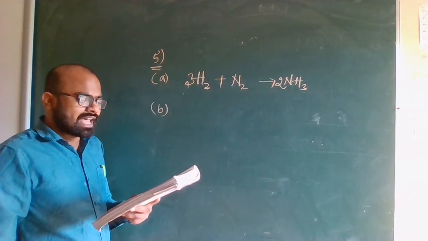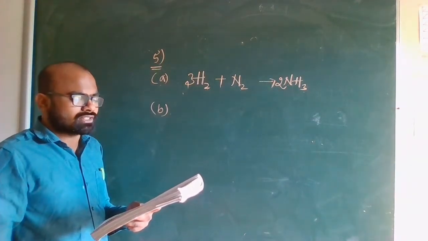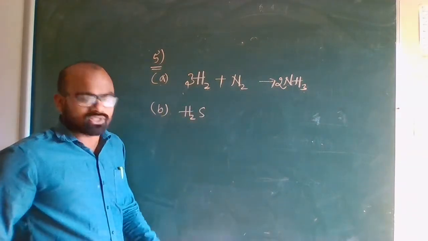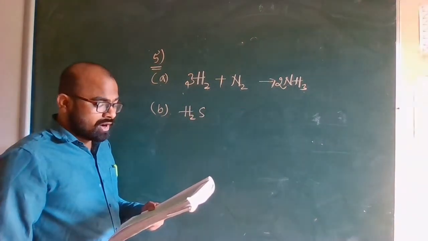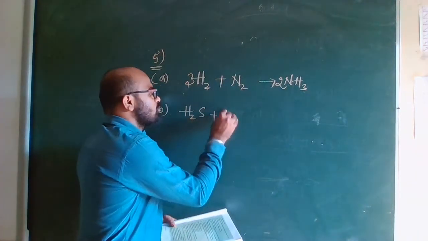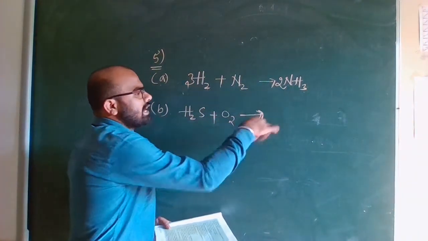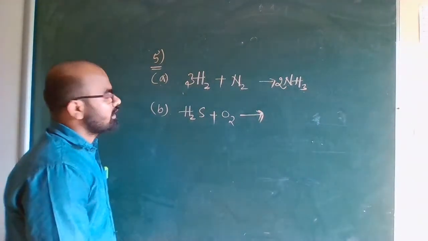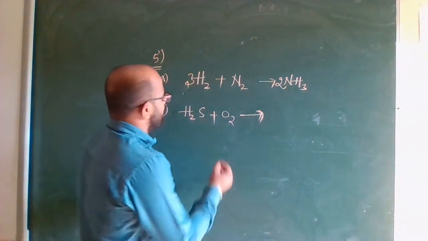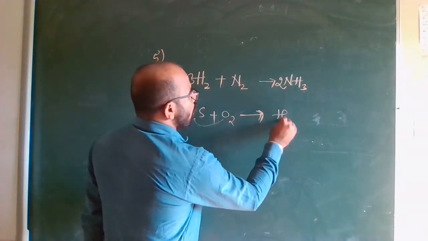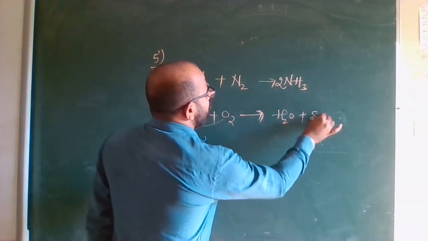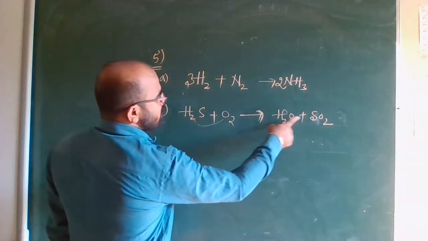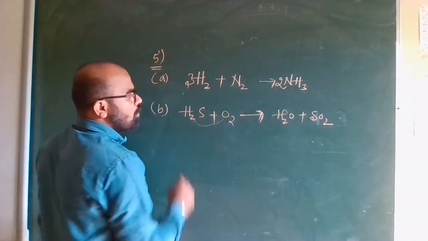Second one, that is B. Hydrogen sulfide gas burns in air to give water and sulfur dioxide. Hydrogen sulfide is H2S. Hydrogen sulfide gas burns in air means oxygen should be added. Burning in air is nothing but reaction with oxygen to give water and sulfur dioxide. So if you look here, H2O plus SO2, sulfur dioxide. Now I have to balance this. H2O, 1 O is there, O here 3, here only 2 O.